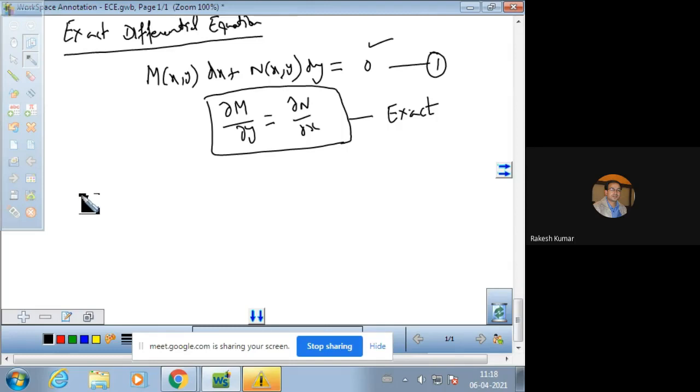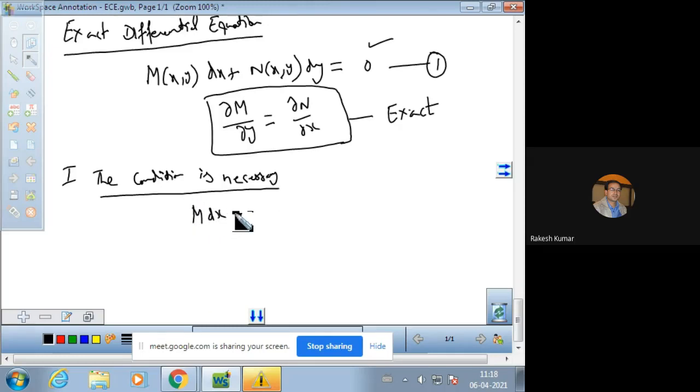And this condition can also be proved. The first part is that the condition is necessary. This is your first part, and it can be proved. You know that we have the equation 1, M dx plus N dy equal to 0. I am writing down equation 1 in simpler form, and it is obvious that M is a function of x and y and N is a function of x and y.